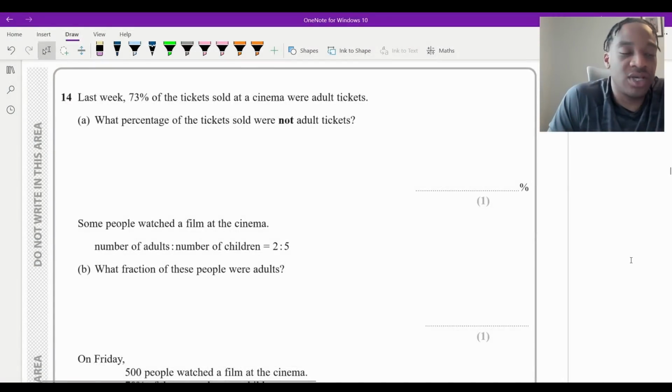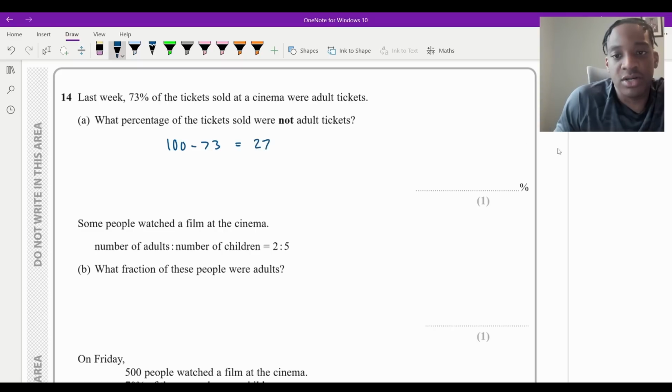Okay, so we've got question 14. It says last week, 73% of the tickets sold at a cinema were adult tickets. What percentage of the tickets sold were not adult tickets for part A? Well, if 73% were adult tickets, then not adult tickets would just be 100% take away 73%. So you're just going to do 100 take away 73, which is just equal to 27. So the answer is just going to be 27%.